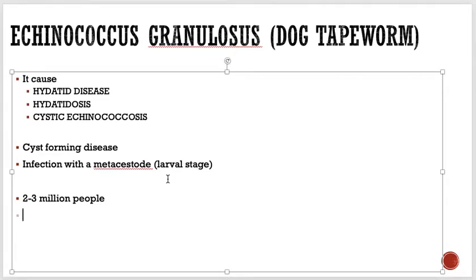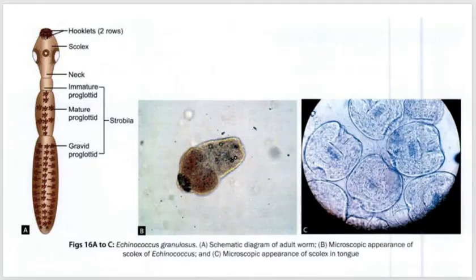Now how it looks like, you can see the adult tapeworm. This is the adult form of Echinococcus granulosus. So again, the scolex is there. There is a neck, and there is the strobila or the body, and you can see over here there are suckers, which are 4 in number. There are hooklets in 2 rows.